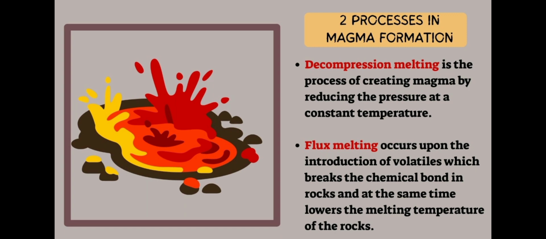Flux melting occurs upon the introduction of volatiles, which break the chemical bonds in rocks and at the same time lower the melting temperature of rocks. Flux melting occurs when volatiles such as water and carbon dioxide are added to the mantle or crustal rocks. These volatiles lower the melting temperature of the rocks. It commonly takes place in subduction zones, where oceanic plates carry water-rich sediments into the mantle.